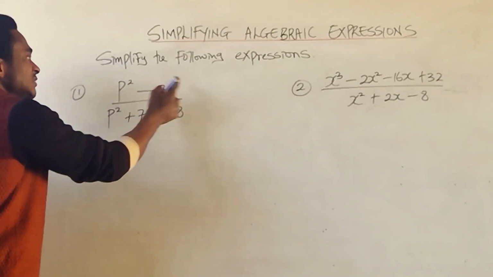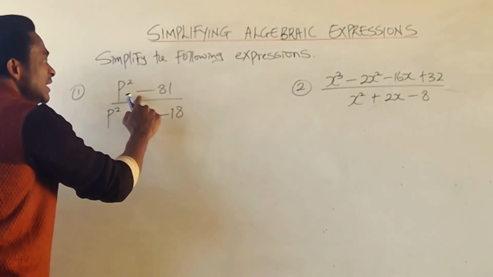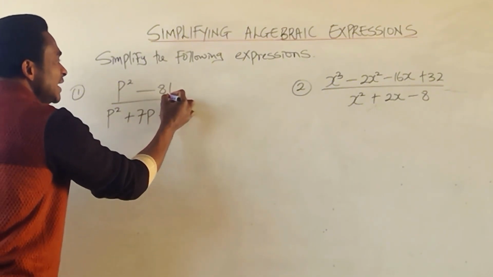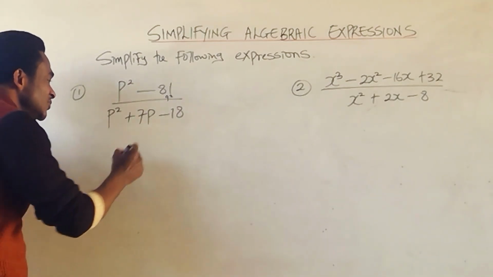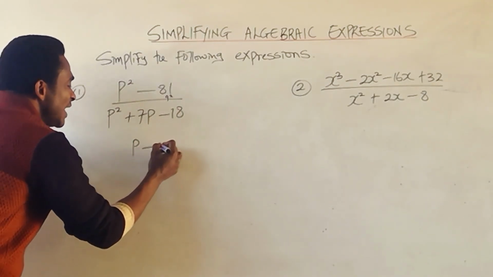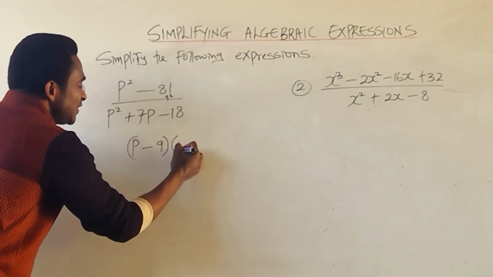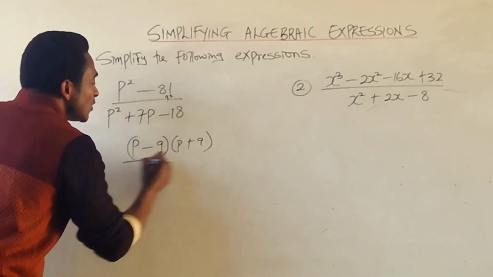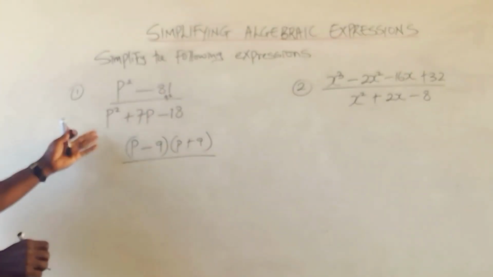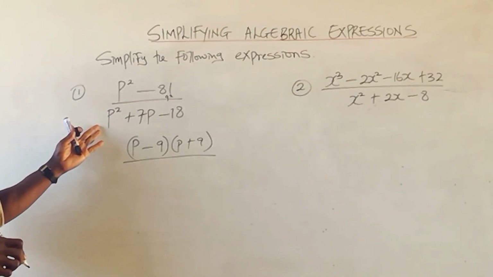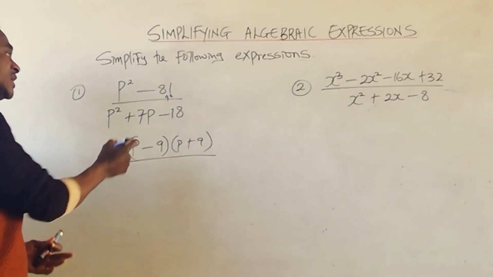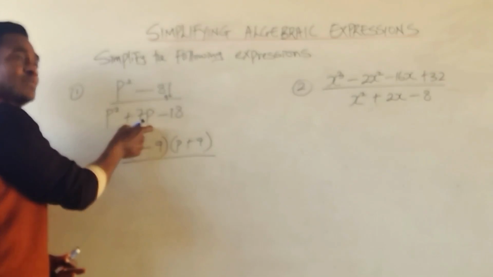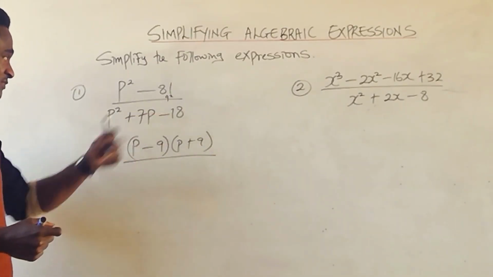If we factorize this, remember, this is p squared minus 81. 81 is the same thing as 9 squared. So if we use the difference of two squares to factorize, we will have p minus 9 and p plus 9. We go to the denominator. The denominator is a trinomial expression, so we can use trinomial factorization. Remember the approach? Look for two terms that when you add them give you the middle number, and when you multiply the same two numbers, give you the last one.